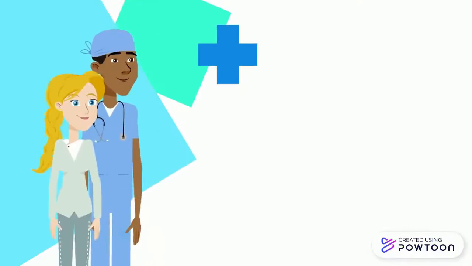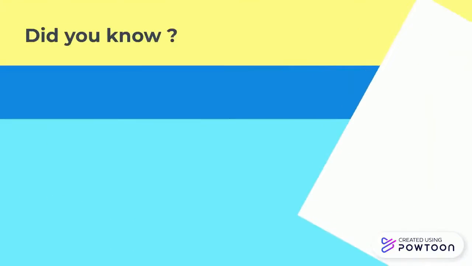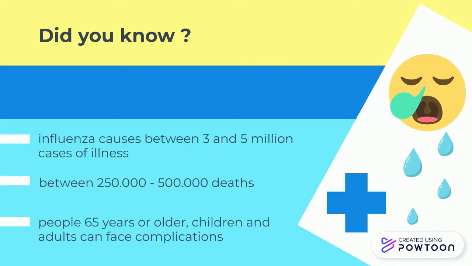In this video, we will explore the factors affecting the prevalence and spread of influenza using data science. According to the World Health Organization, influenza is a virus that causes between 3 and 5 million cases of illness per year around the world. From these infected people, between 250,000 and 500,000 died because of this virus. Even though the most affected population are people 65 years or older, children and adults can also face complications.